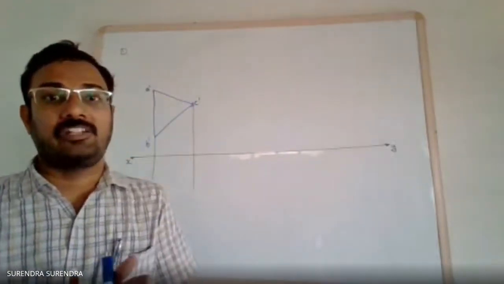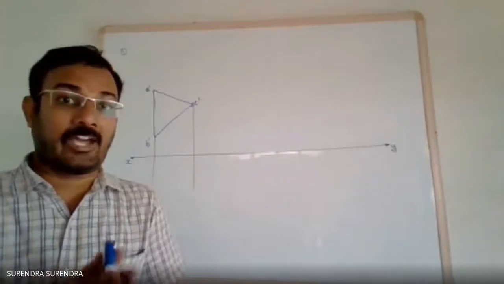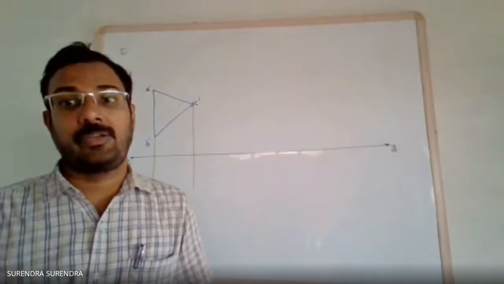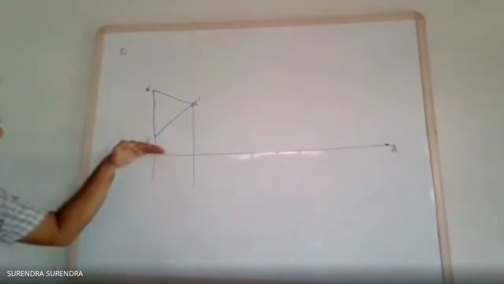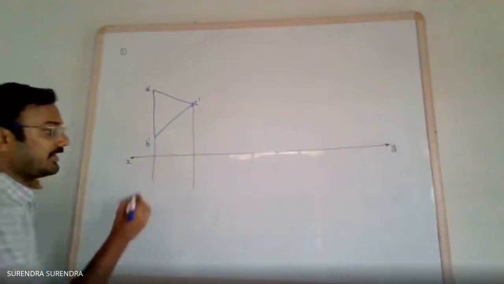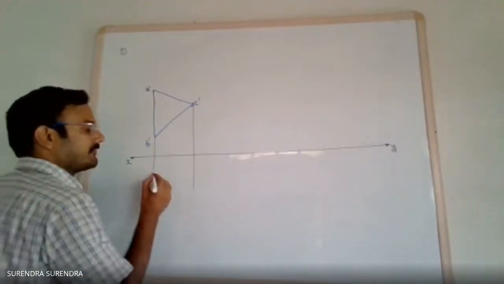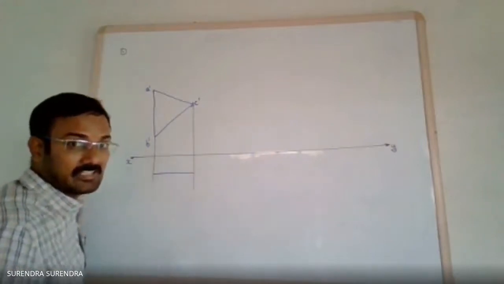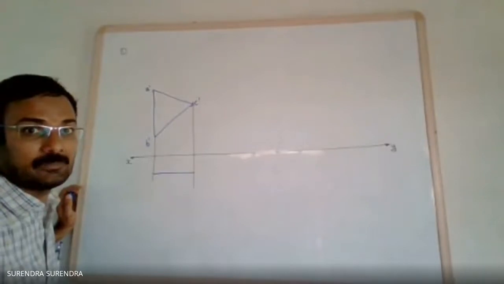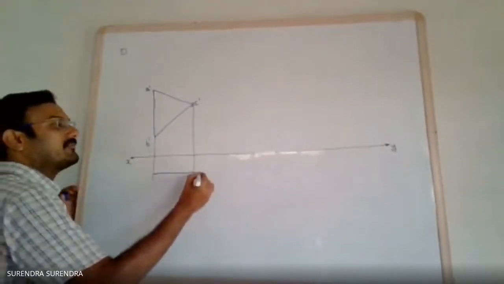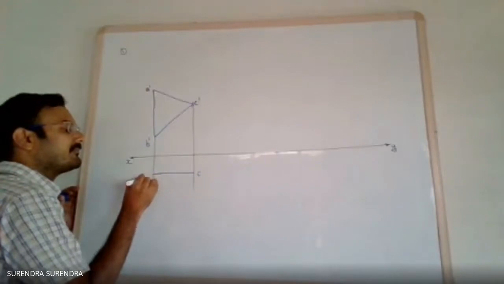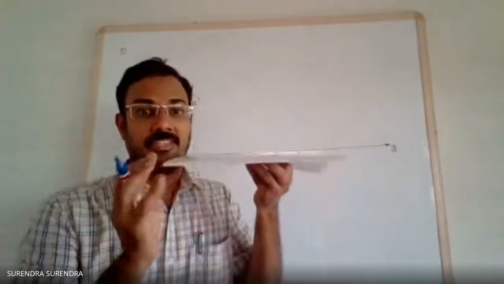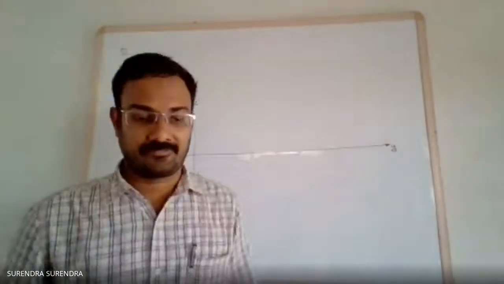In the top view, the condition is given that the surface is parallel to the vertical plane and at a distance of 25 mm away from it. So draw a parallel line at a distance of 25 mm below the XY line. In the top view, you can see it as a simple line. The points on it are C, A, B.